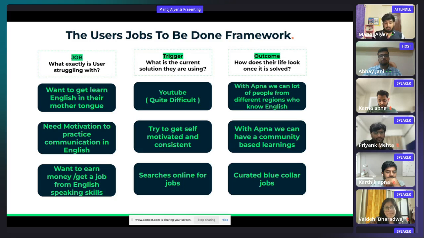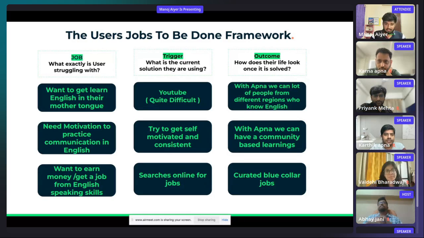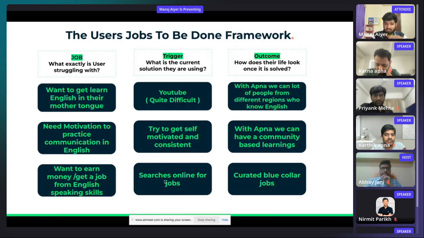And second is, people need motivation to practice communication in English. Learning a language is not easy, it requires a lot of consistency. So here they try to get self-motivated and consistent, but they are not. So with Apna, we have community-based learning where we learn together with other people. So it gives us more motivation.